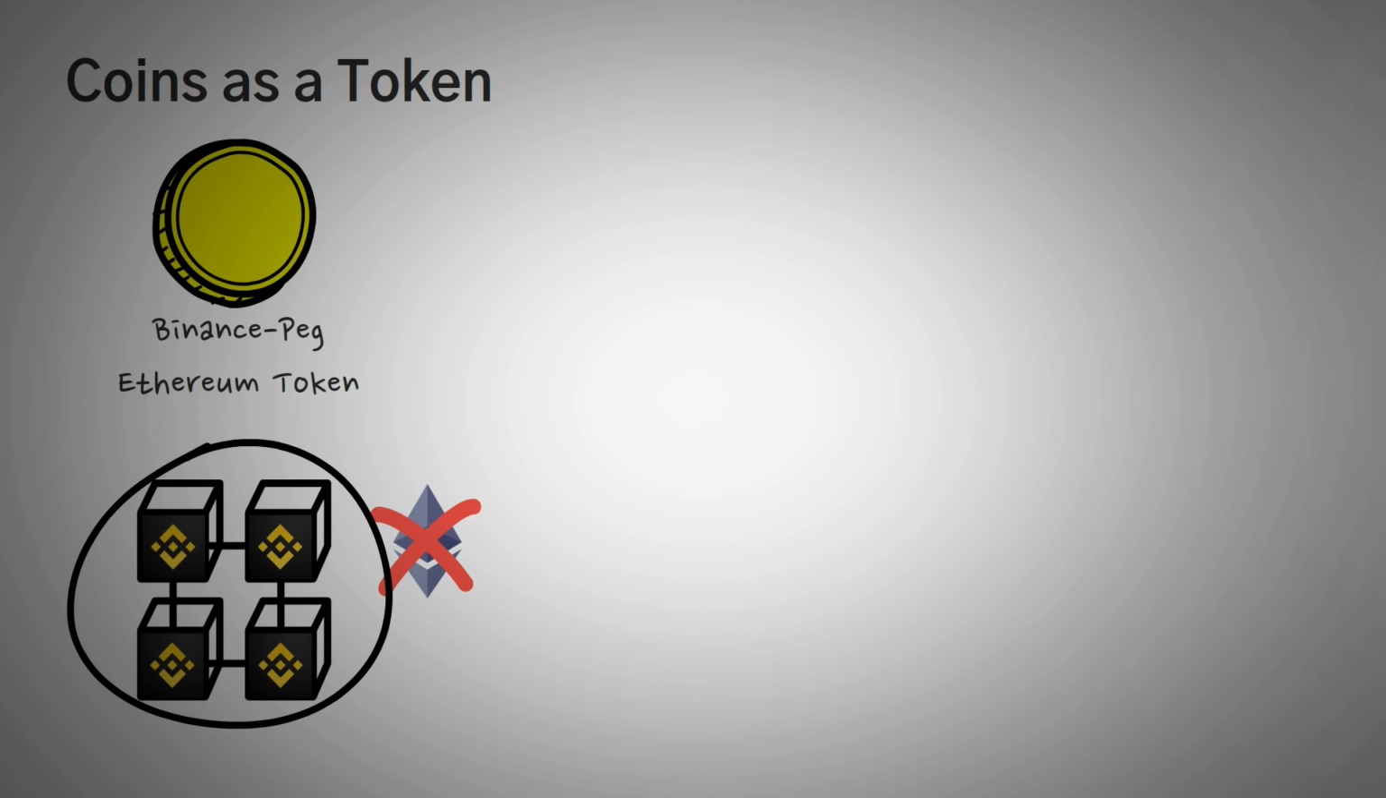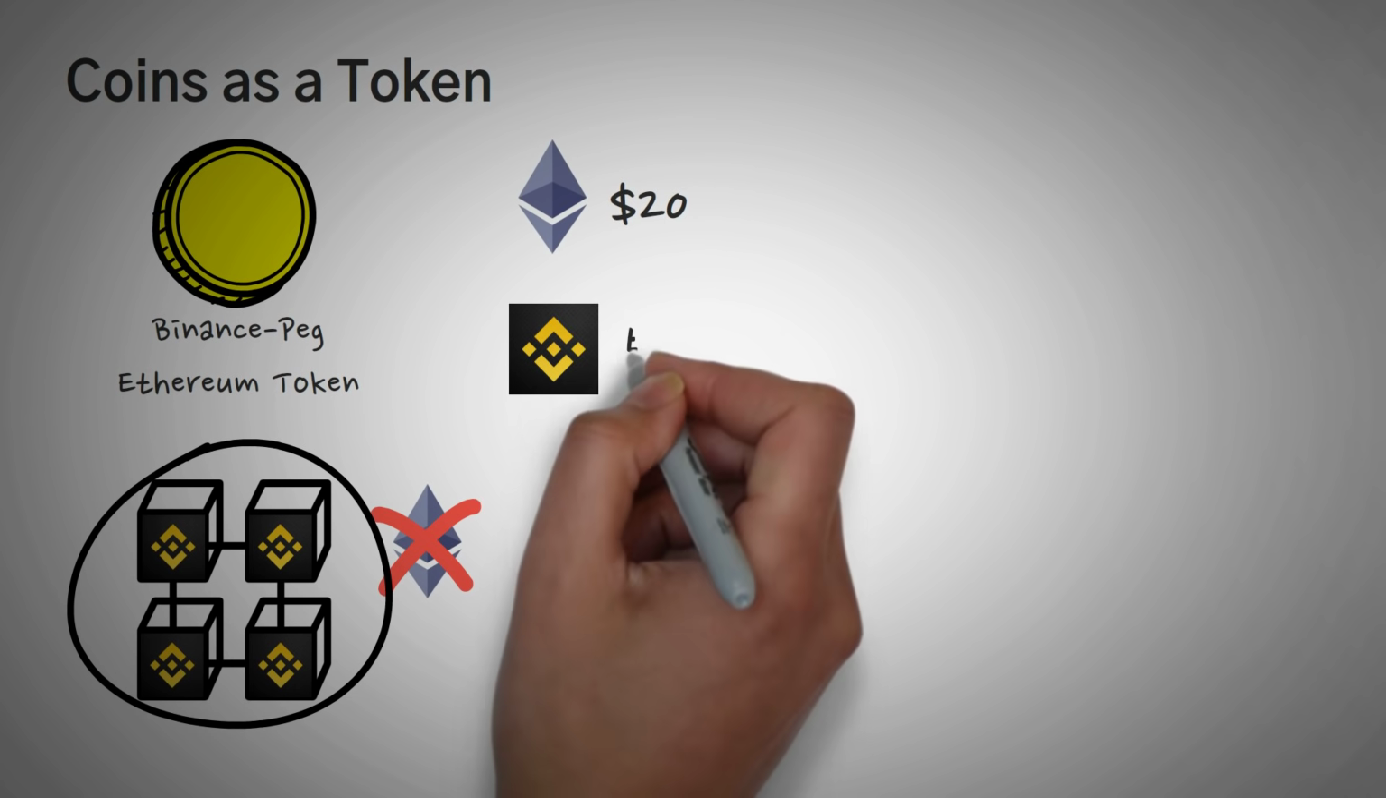You might be wondering why I did this. Well, a regular Ethereum transaction is around $20 right now. However, a transaction on the Binance Smart Chain is only 50 cents.